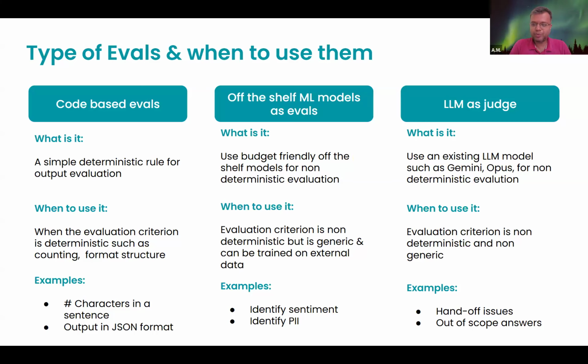So some of the things could be that, let's say, if in a piece of text you have to identify the sentiment, which is again a very non-deterministic kind of problem. Or if you have to identify, if you're generating something, whether it contains PII?